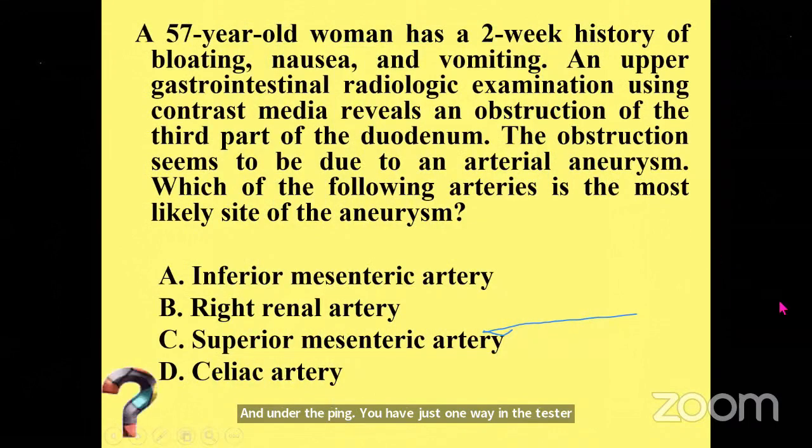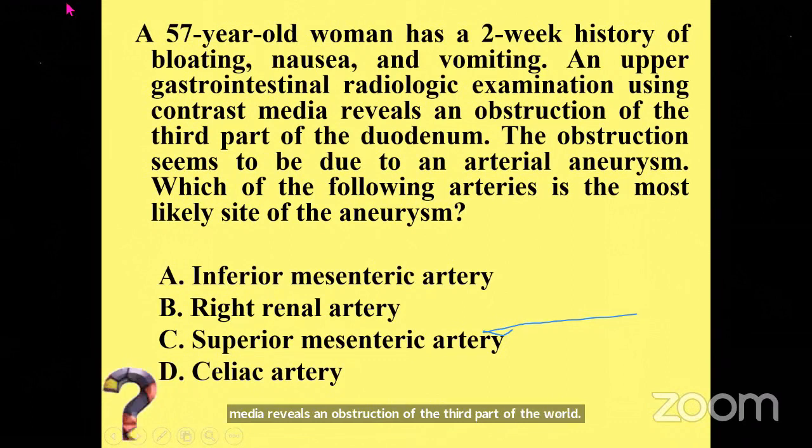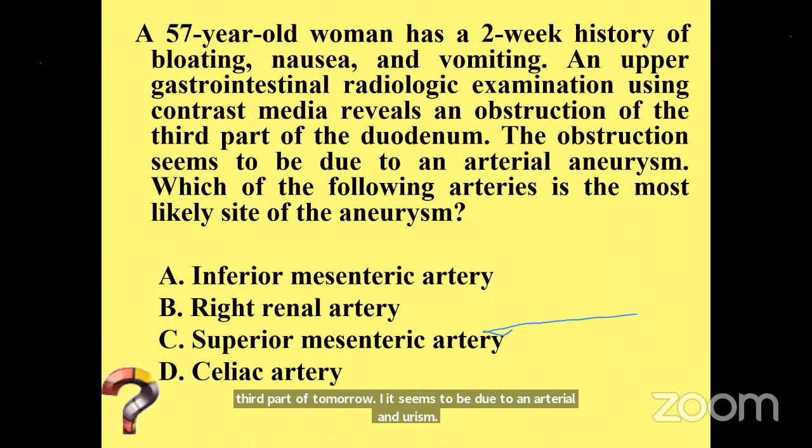Now, coming to the next question. There's a history of bloating, nausea and vomiting in a 56-year-old patient. An upper GI radiological examination using contrast media reveals an obstruction of the third part of the duodenum. Okay, so the question is, there is an obstruction in the third part of the duodenum, and it seems to be due to an arterial aneurysm. So, an arterial aneurysm causing obstruction of the third part of duodenum.